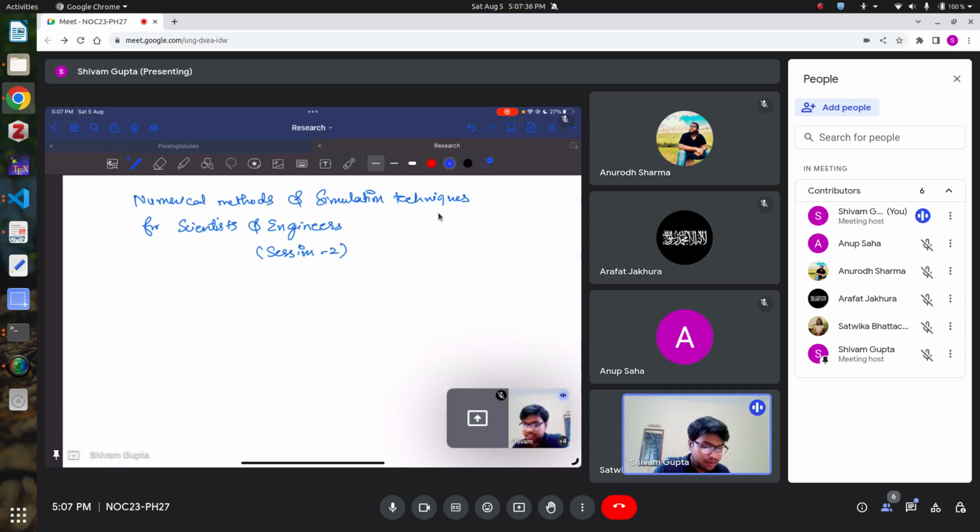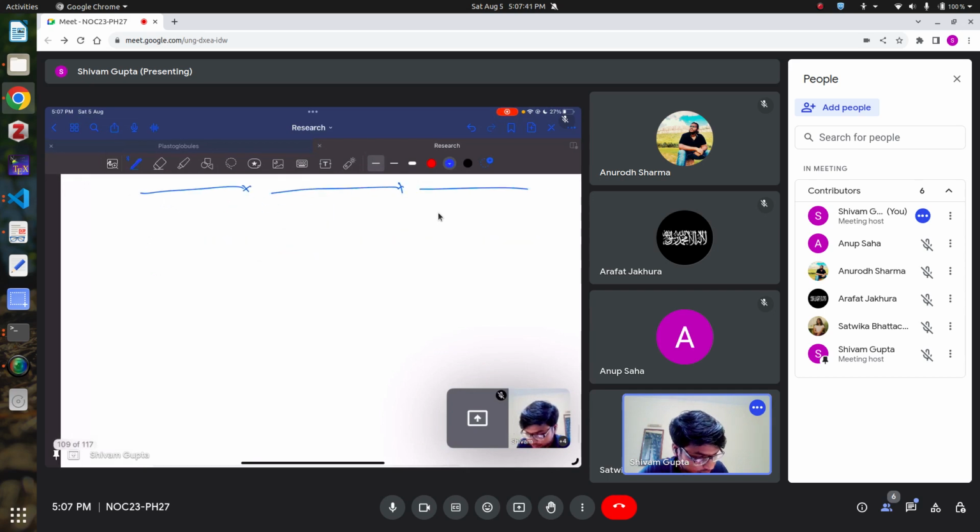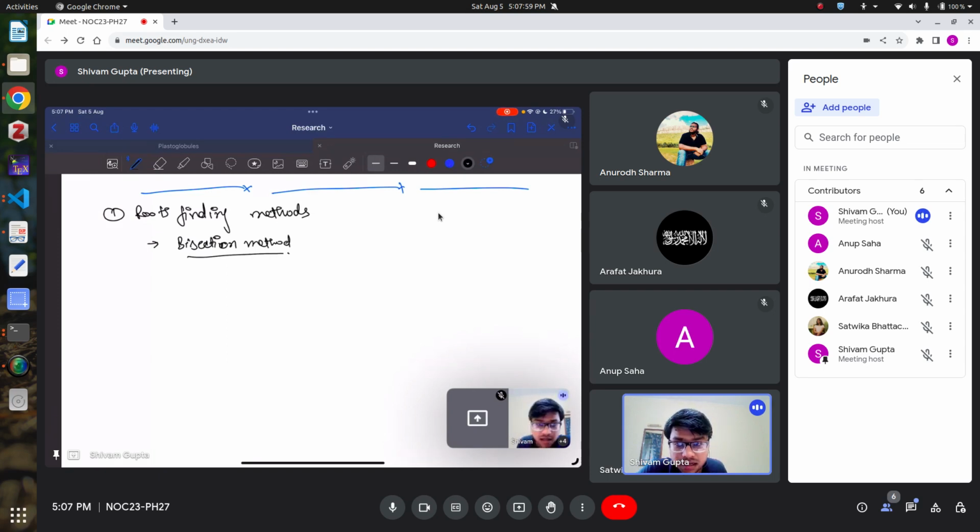We were discussing different root finding methods. The first one was the bisection method. Can anyone brief me on what the bisection method was? Anurodh? Rafat? I can see Anoop here. Or Satvika? I can see Satvika here. Could anyone brief me on what the bisection method was?